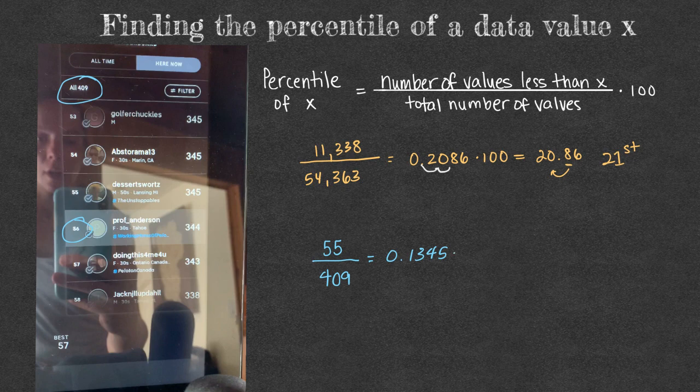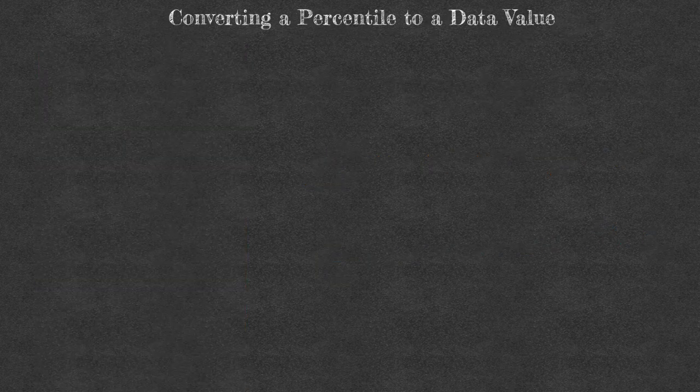And so again, I multiply that by 100, which moves my decimal over 2 places. So I end up with 13.45. And then we'll round here to the nearest whole number, which is going to be 13. So this represents the 13th percentile, or you can say P13 is defined by 55. In other words, a rank of 55 defines the 13th percentile.